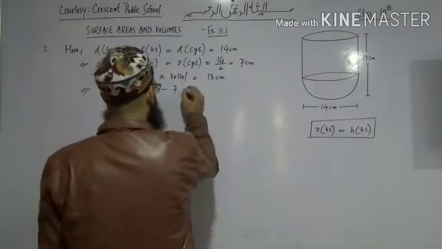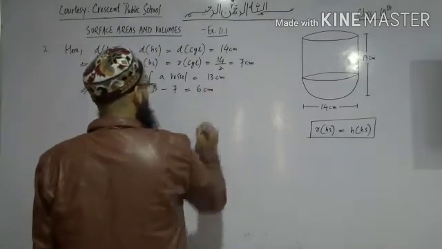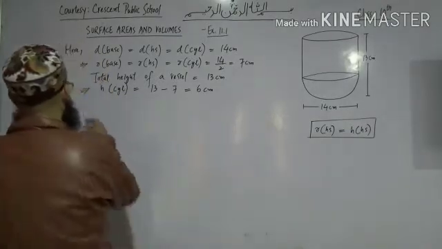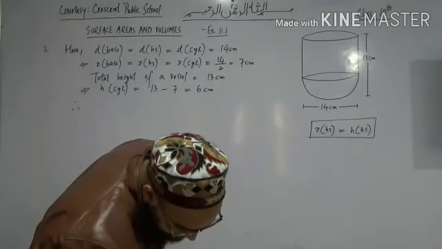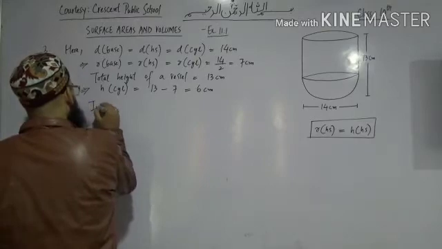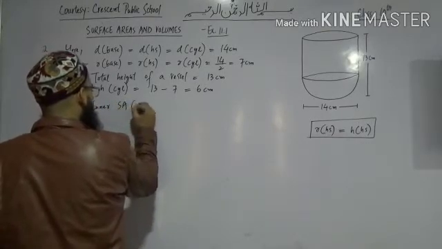Minus 7, and that is 6 cm. So the height of the cylinder is 6 cm. Therefore, what we need to find is the inner surface area of the vessel.